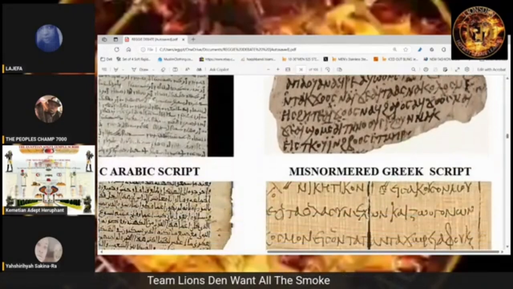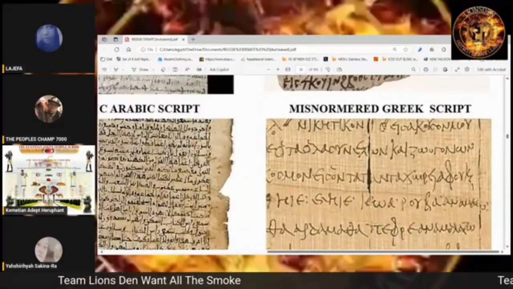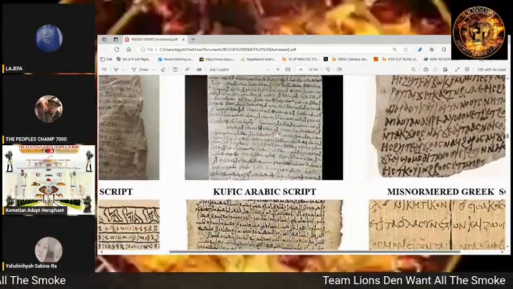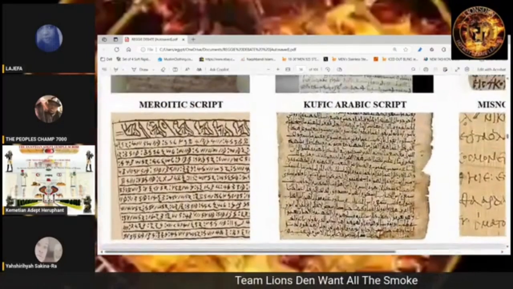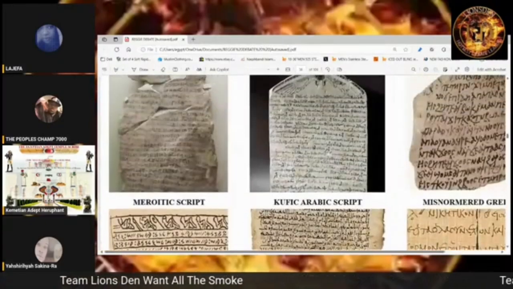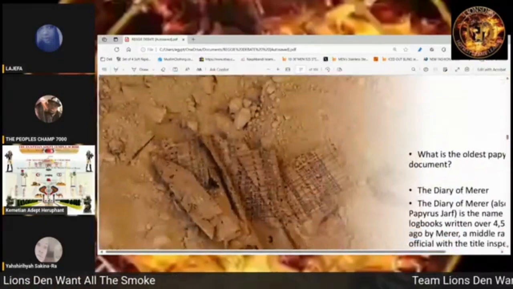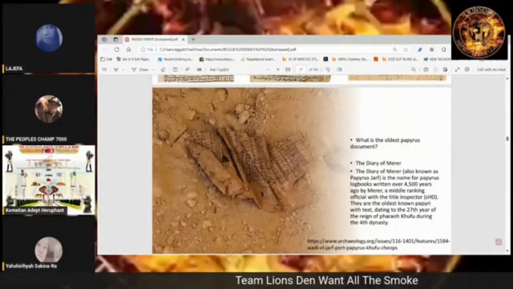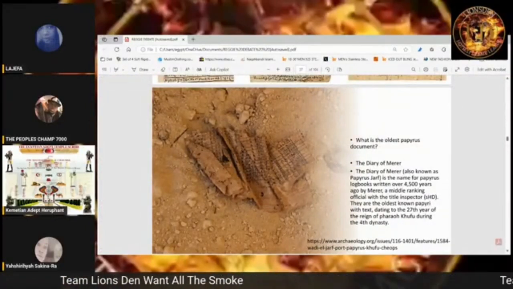You see what I'm saying? And I say misnomer Greek script. See the Arabic? Because I compare them right here. Kufic Arabic compared to that. Then I showed the Meroitic script, which is a pictorial alphabet, but the Europeans call that pseudo. So how is the alphabet of the ancient Nubians gonna be pseudo, and it's older than Champollion, but y'all don't call Champollion's alphabet pseudo? Something wrong with that picture.